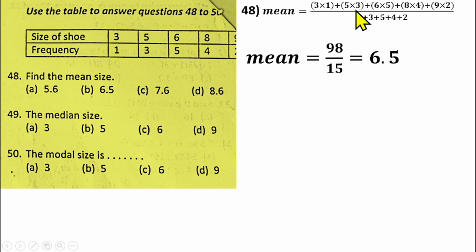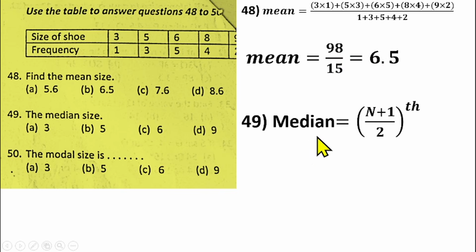And you can do this in another way by tabularizing it and using summation fx over summation f to find the mean. So anyway, whichever one you do, you're going to get the same answer. For the median, it is n plus 1 over 2. That will help us locate where the median is. The total frequency here is 15. So 15 plus 1 over 2 gives us 16 over 2, that gives us the 8th position. Then go to your frequency and start adding the frequency until you get 8.